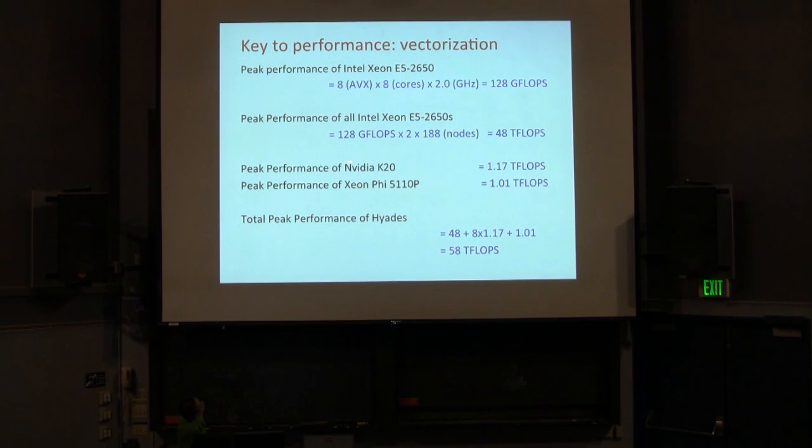And the peak performance of the NVIDIA GPU we use here is slightly more than 1 teraflops, and the Xeon Phi is also about 1 teraflops. If you add everything together, you would get that. But you would be extremely lucky, or you would be a genius, to actually get this number.